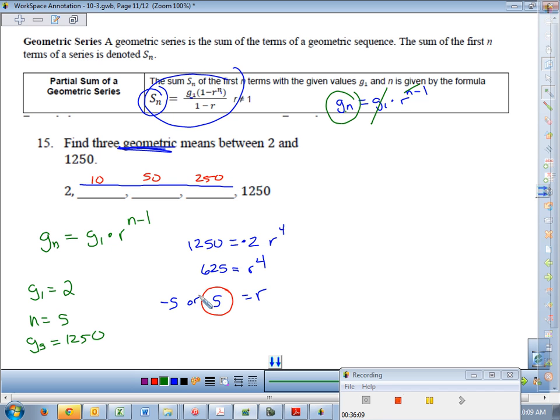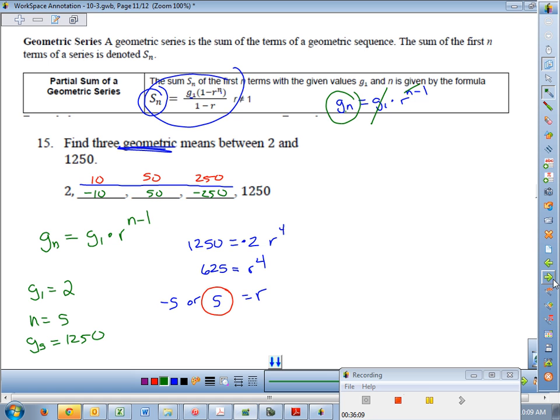Now what if R was a negative 5? We'll put those down below. What's 2 times negative 5? Negative 10. What's negative 10 times negative 5? Positive 50. What's 50 times negative 5? Negative 250. You see, it's going to be the same numbers, but the negative one is going to have alternating signs involved, and the positive one, they'll all be positive, or whatever the sign was to start with your first term. Good deal?